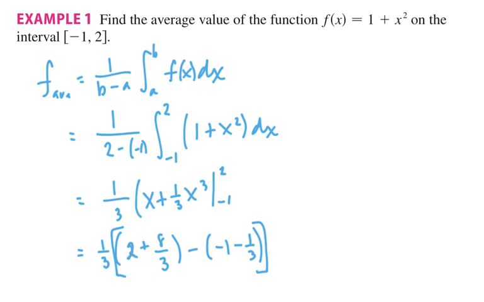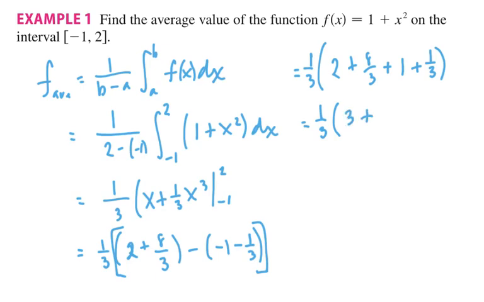So now I have 1/3. I have 2 plus 8/3. Minus becomes a plus 1, and minus becomes a plus 1/3. Now I like to distribute when I have fractions because often they work out nicely. So we have 1/3, 2 plus 1 is 3. 8/3 plus 1/3 is 9/3, which is also 3. And 6 divided by 3 is 2. So that tells us that the average value of that function is 2. It's not a difficult concept. It's not very hard. It just takes some practice.